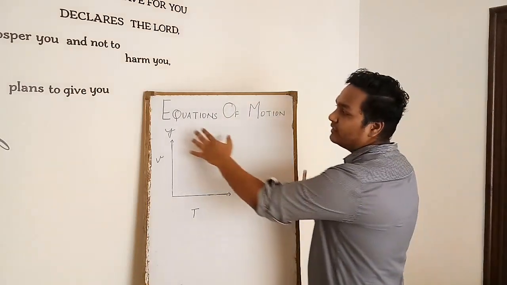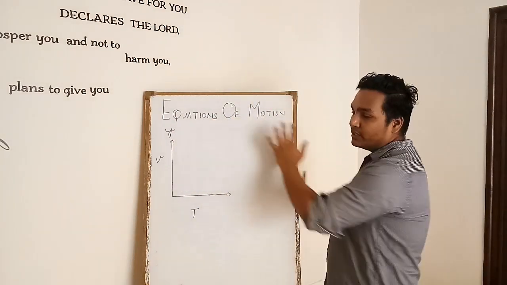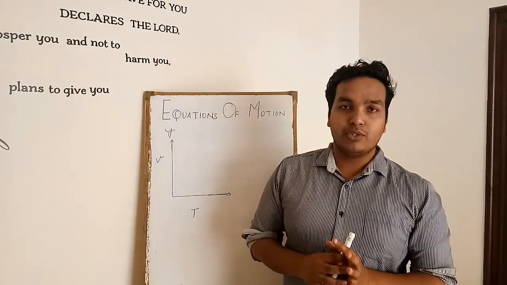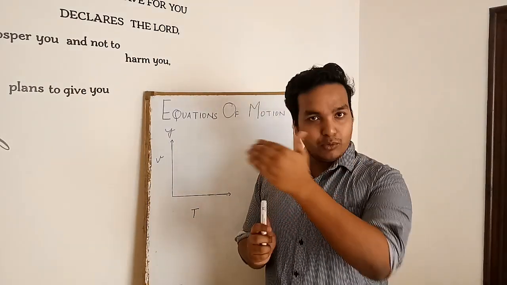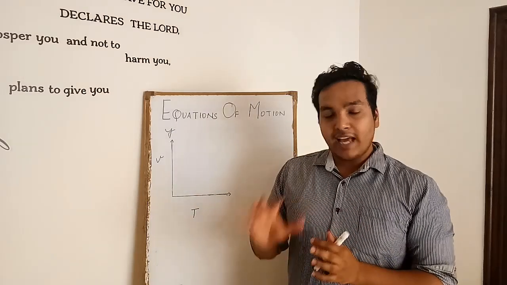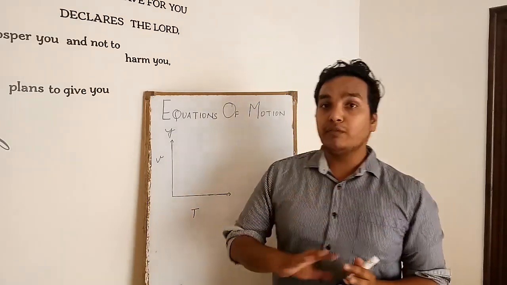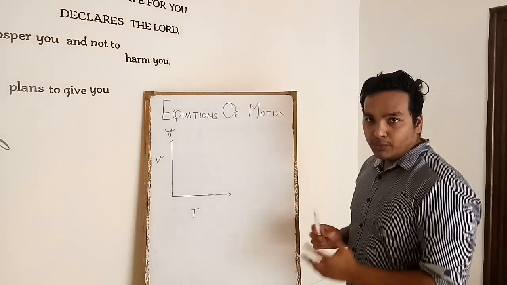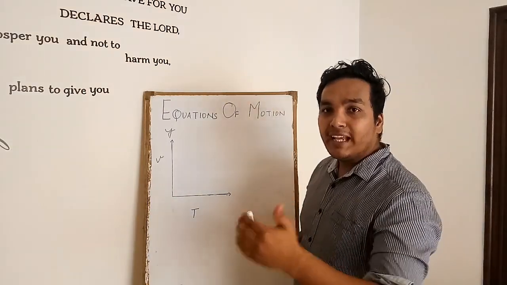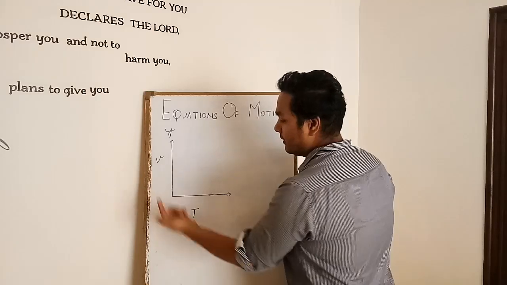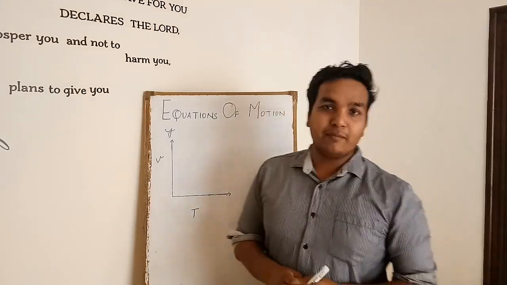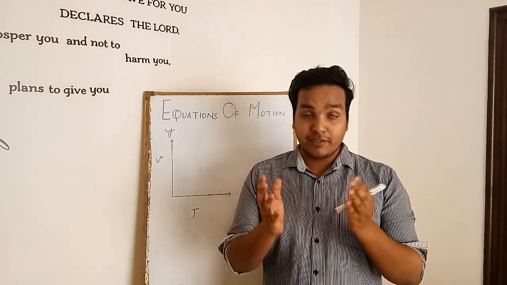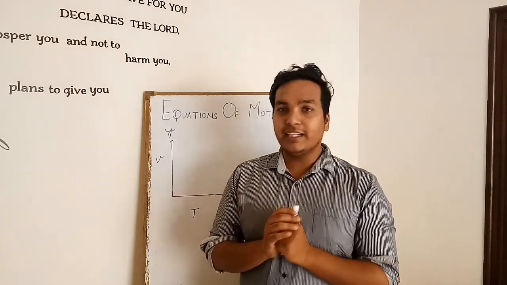Basically, when it is written equations of motion, we only use uniformly accelerated motion. When we are deriving those three equations, we are only talking about uniformly accelerated motion. I've told you how to draw uniformly accelerated motion for a velocity time graph. If you don't know, watch the velocity time graph video, you will get it.